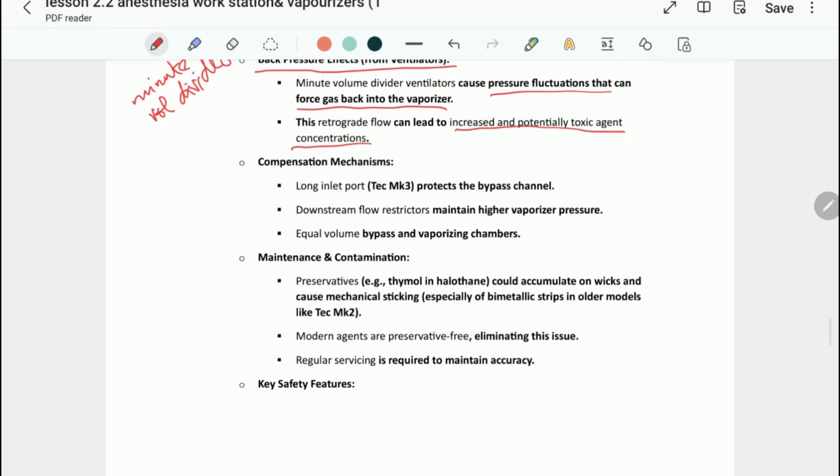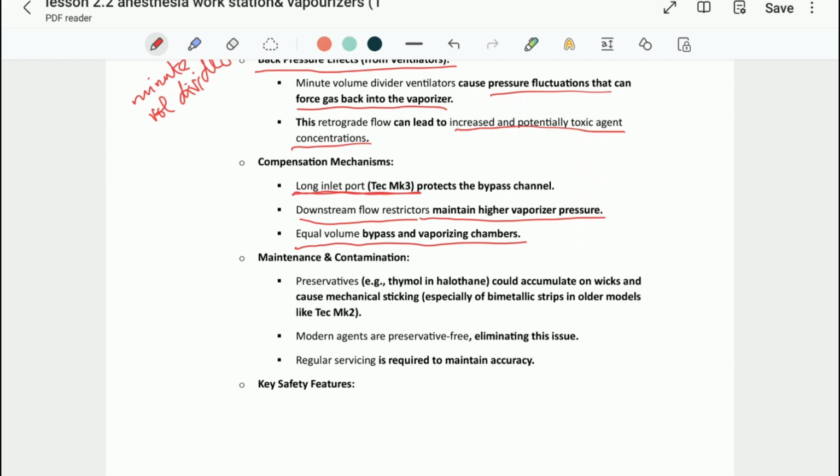Then there are some compensation mechanisms involved. For example, there is a long inlet port in Tec 3 which protects the bypass channel, the downstream flow restrictors that maintain higher vaporizer pressure, and the equal volume bypass and vaporizing chambers.